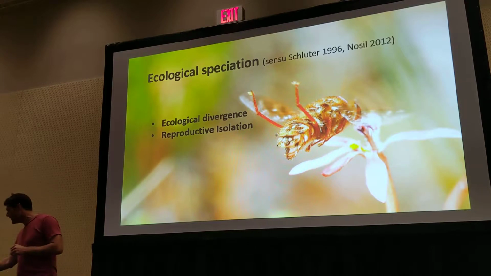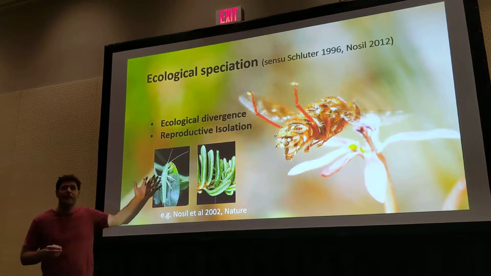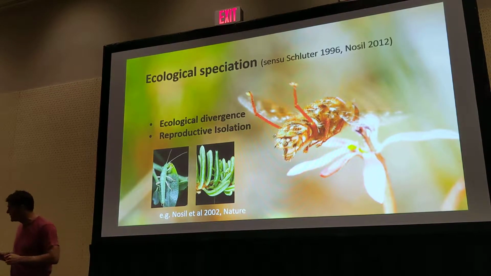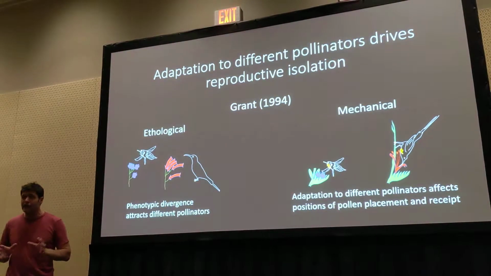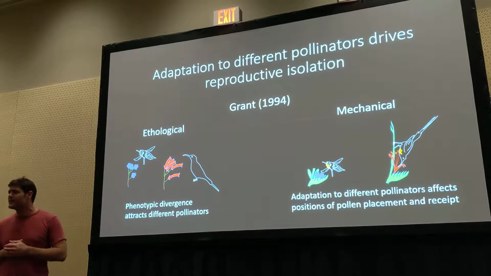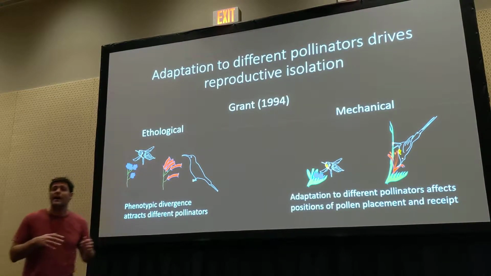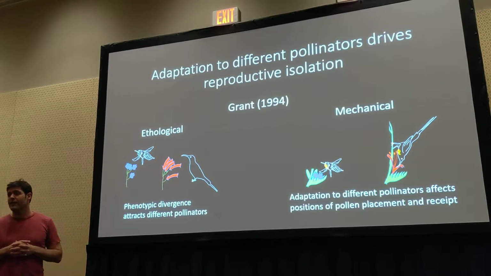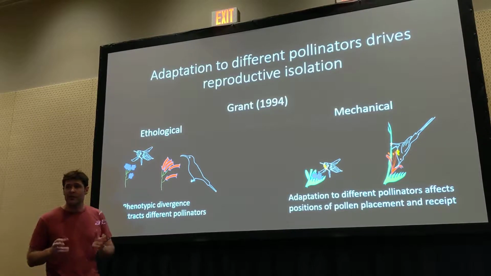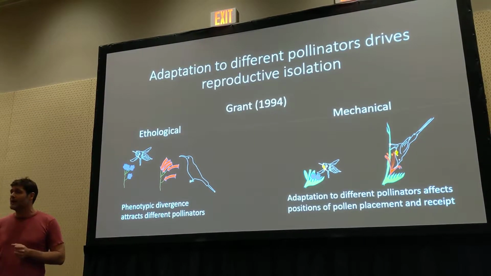Obviously, when you think of ecological speciation, you might think of examples like this, Patrik Nosil's work on Timema walking stick insects. But in fact, pollination biologists have been thinking along these lines for a long time, probably since the 60s or 70s. And I'd like to just put up this paper over here by Grant in 1994, which suggests that divergence in response to different pollinators can drive the formation of isolation barriers.